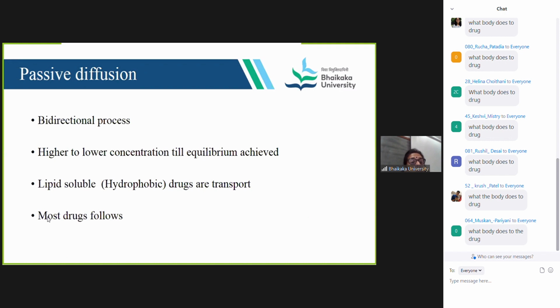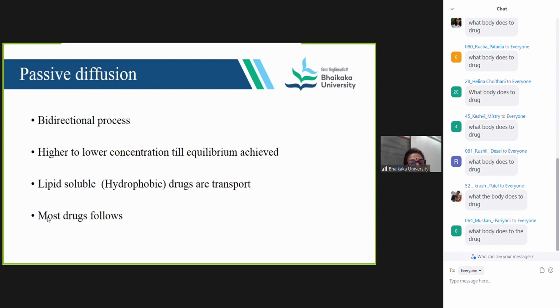See, first is passive diffusion. You all know that in our body, every tissue is made up of cells. There is a cell membrane, and that membrane is made up of a phospholipid layer. In this phospholipid layer, there may be some pores. Now you have to visualize that the phospholipids are there in this cell membrane. It is very important for the drug to transport. A drug may be transported via passive diffusion, and that is called a bidirectional process.